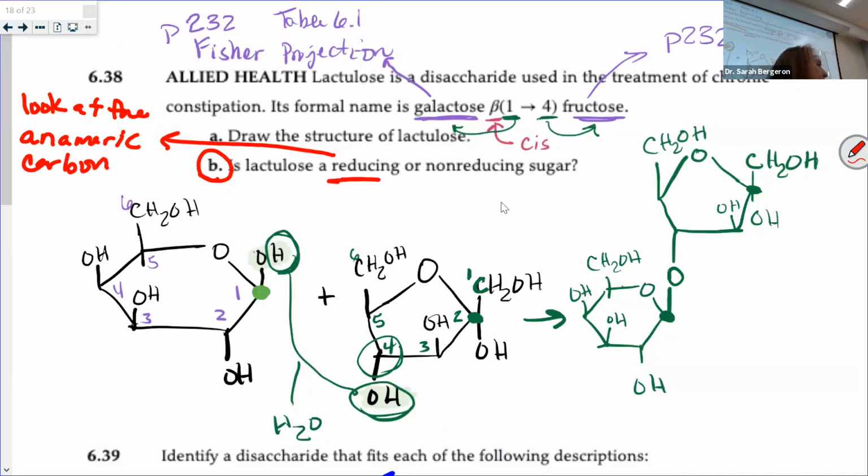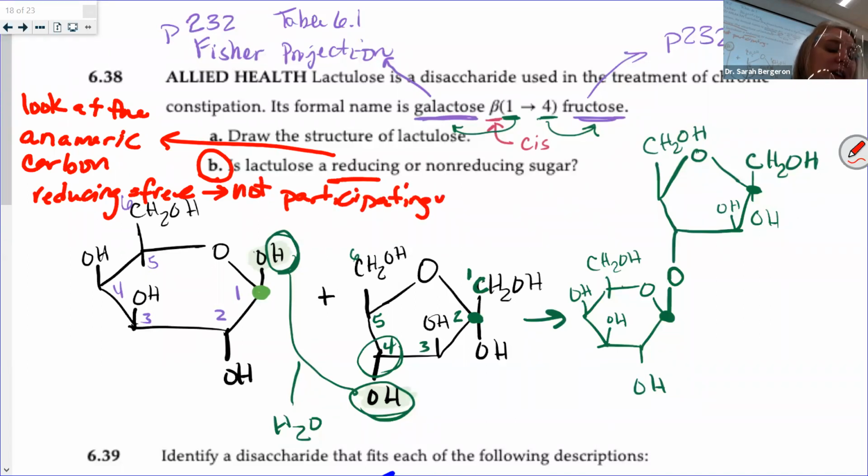The anomeric carbon. So how do we know if it's reducing? If it is free. What does free mean? It's a free anomeric carbon, that's right. But what does free mean? It is not participating in glycosidic bond. Good. Oh yeah, I can't spell either at all. I really, really can't. It's okay.